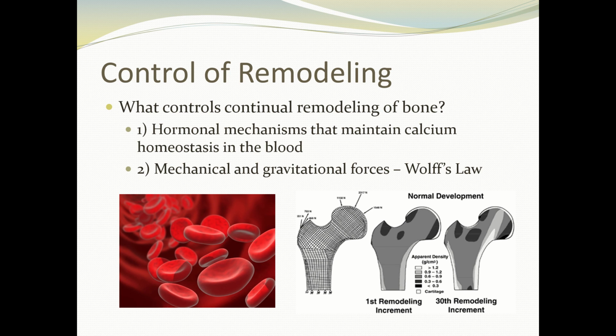So what controls the continuing remodeling of bone? The hormonal mechanisms that maintain calcium homeostasis in the blood and mechanical and gravitational forces, also known as Wolff's Law. So right here, these two things are going to emphasize the importance of a proper diet and regular exercise, because you want to make sure that you have enough calcium in your blood so that you don't have to lose it from your skeleton. And you also want to make sure that you're putting enough mechanical and gravitational forces on Wolff's Law to encourage bone remodeling and keep your bone density up.